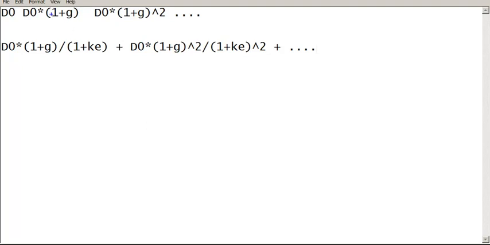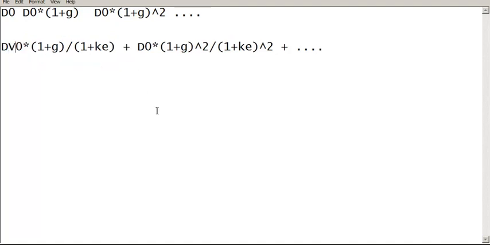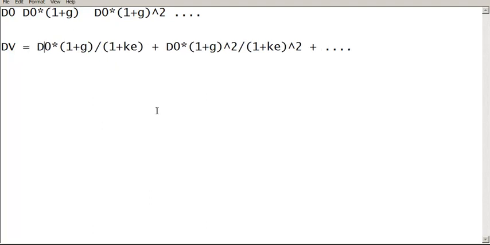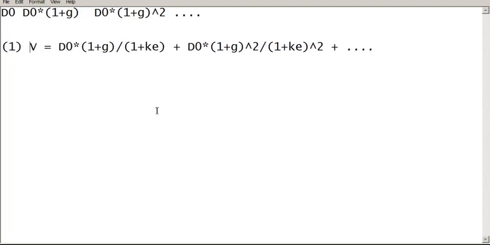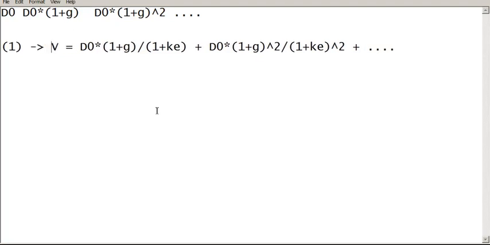Now if you recognize this, this is a geometric progression with common ratio (1 plus g) divided by (1 plus Ke). And the summation is the value of the company. Now how do I solve this? Let's say this is equation number 1. How do I solve this equation? Please note that it is going till infinity.